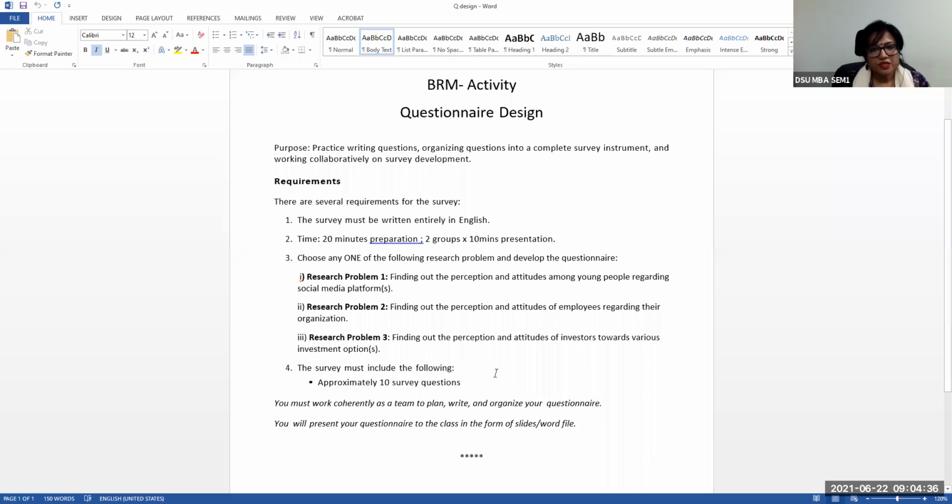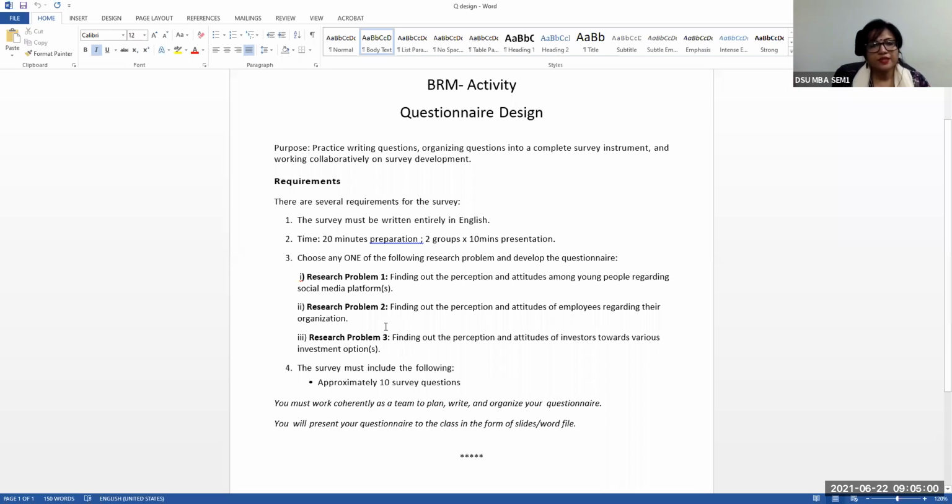20 minutes of preparation time, as I told you, and subsequent to that, 2 groups will get time for presenting, perhaps another 10 minutes each. So each group will get around 10 minutes to present. So that will be around 20 minutes. So 20 and 20, 40 minutes. And we have a 1 hour class. So we have sufficient time for discussion if all of you are really cooperating kindly to do this activity.